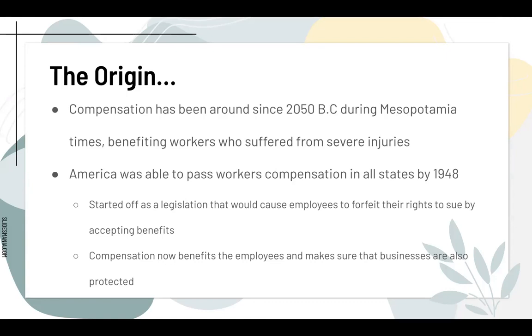But now compensation benefits both the employees and the company, because it makes sure that businesses are also protected in whatever happened.